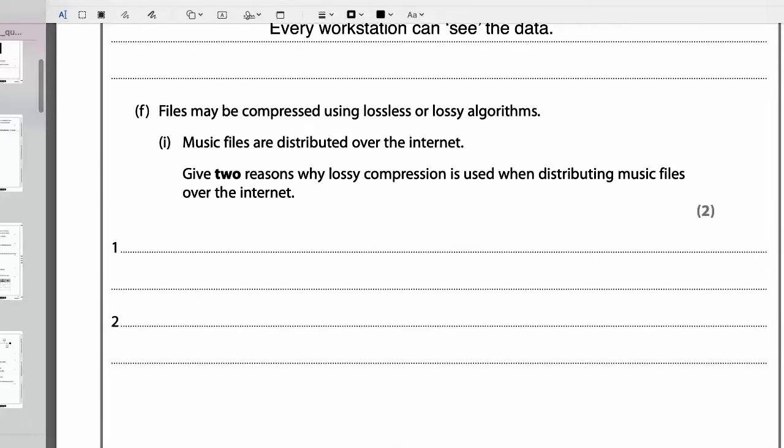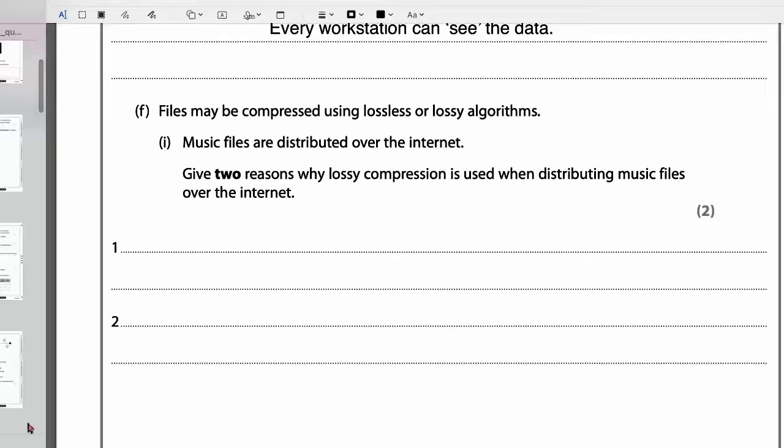F. Files may be compressed using lossless or lossy algorithms. Music files are distributed over the internet. Give 2 reasons why lossy compression is used when distributing music files over the internet. Lossy compression is when data is lost, and it's lost permanently, unless a backup was saved of the original file. So once you go through lossy compression, you lose all that extra data.